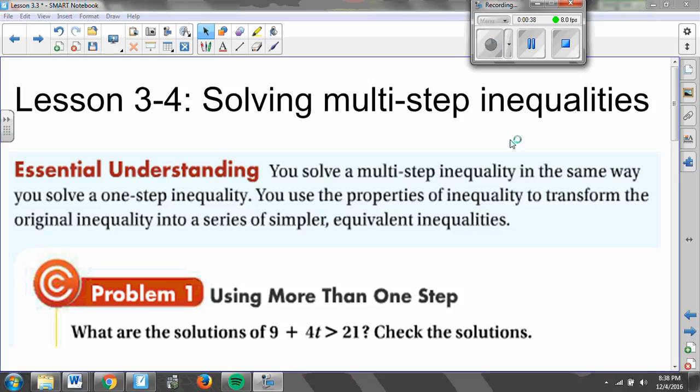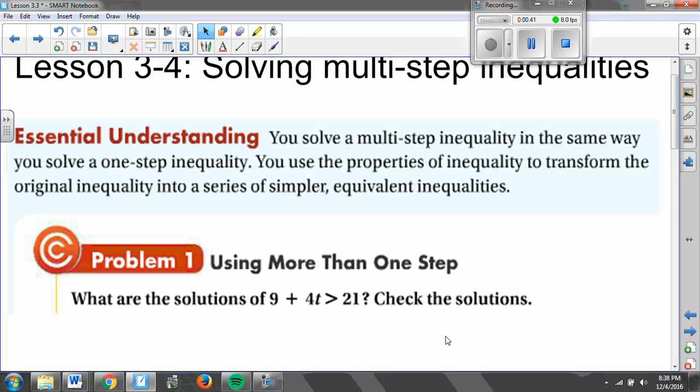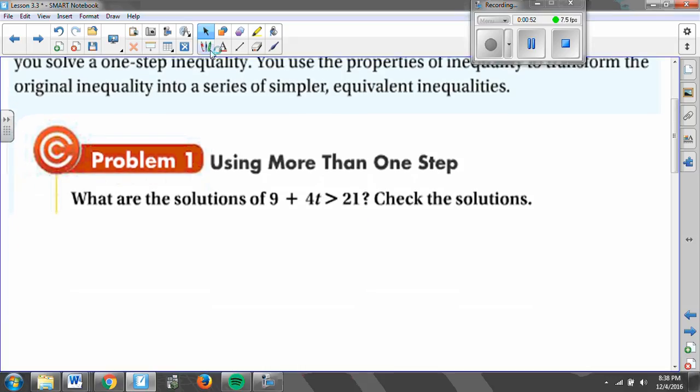So we look at an example such as this. They want the solutions. They want us to solve 9 plus 4t is greater than 21. In order to solve for t, or get t all by itself, this process is just like when we solved two-step equations back in chapter 2. We're just trying to get the t by itself, but we must remember that extra special trick: if we end up dividing or multiplying by a negative number, our inequality sign has to flip around.